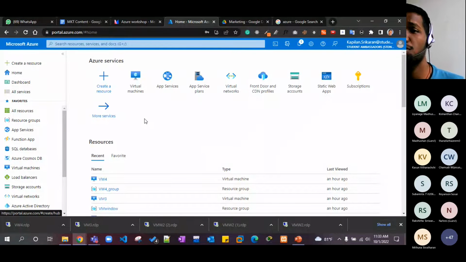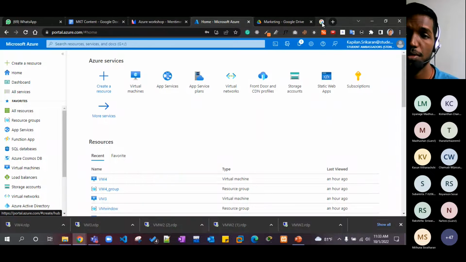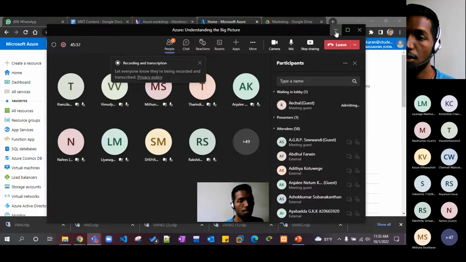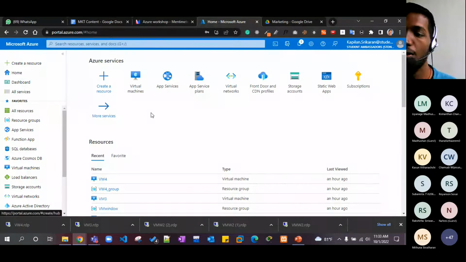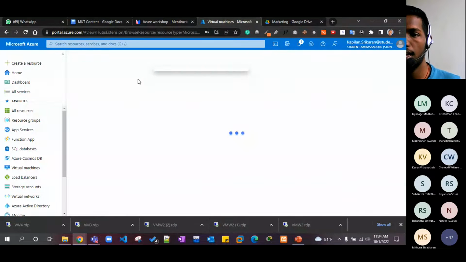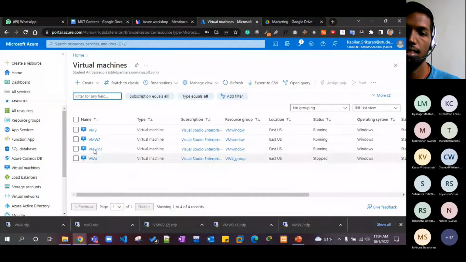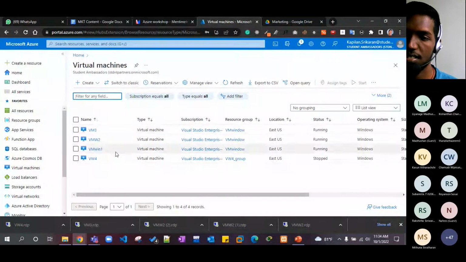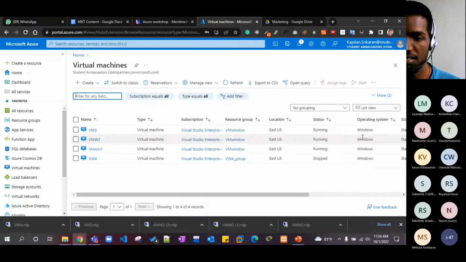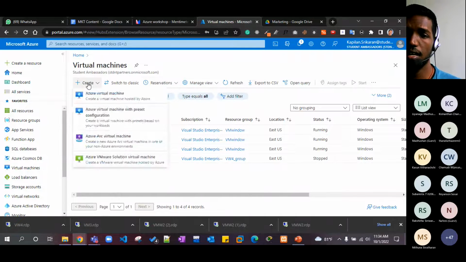So I just want to create a virtual machine. That's how you can get some idea about how the cloud is working, right? Just go to virtual machines, or if you couldn't find it, just search for virtual machine here. It's already there, so I just click it, and I already have four virtual machines running. There's also a Windows operating system currently running. So I just create one virtual machine, create a virtual machine.